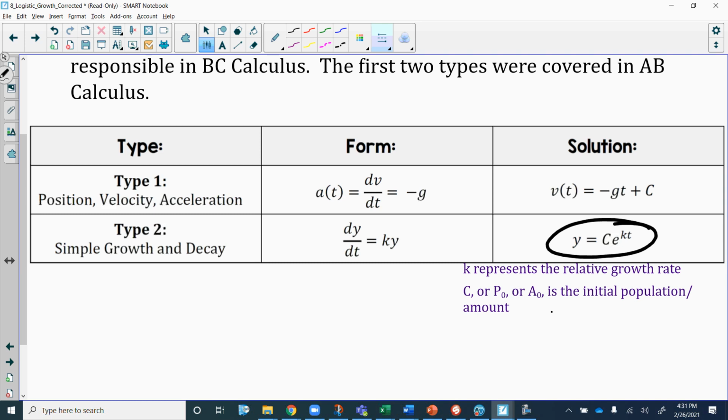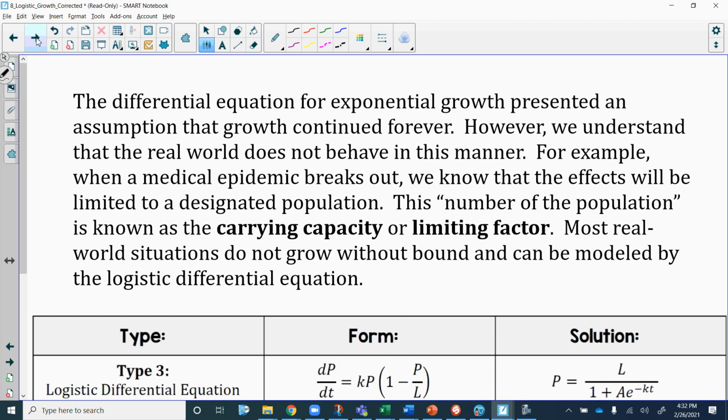Sometimes you see it as y equal to a times e to the kt power. Sometimes you see it as y equal to p naught e to the kt power. That first value, c, a, or p naught, is really just an initial value that you start off with. Those are two types of differential equations that you have probably seen previously.